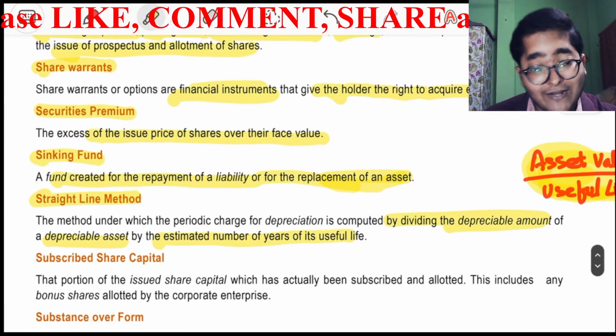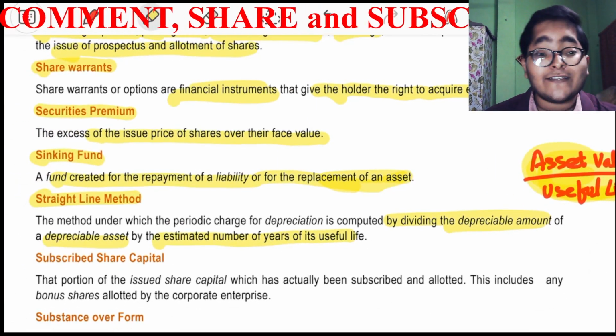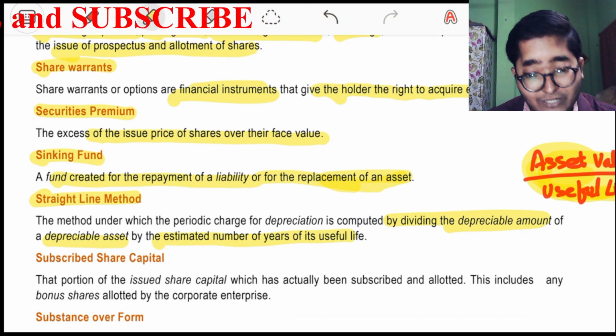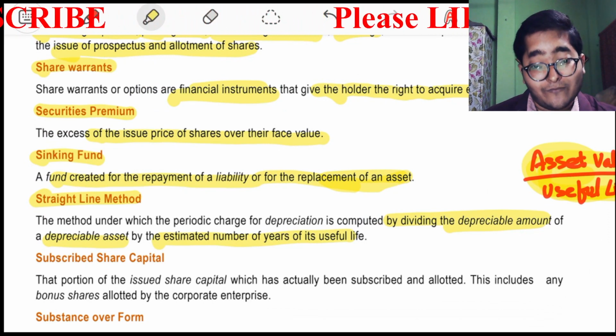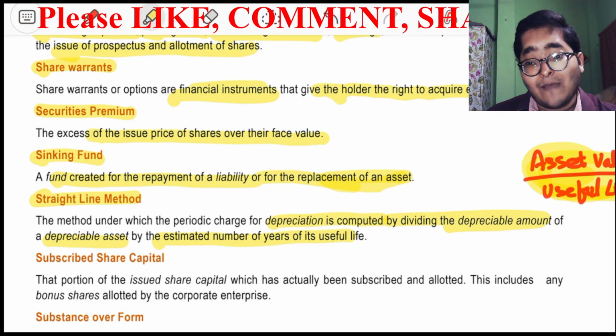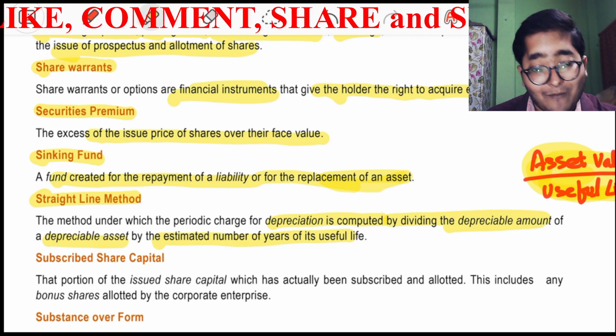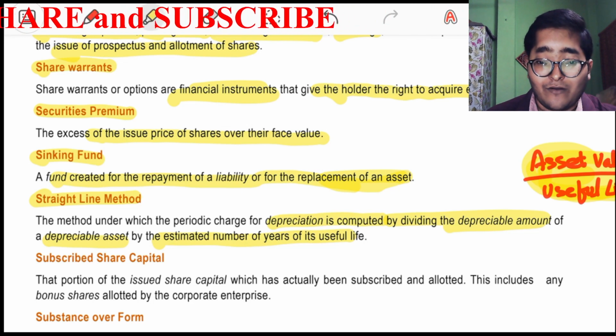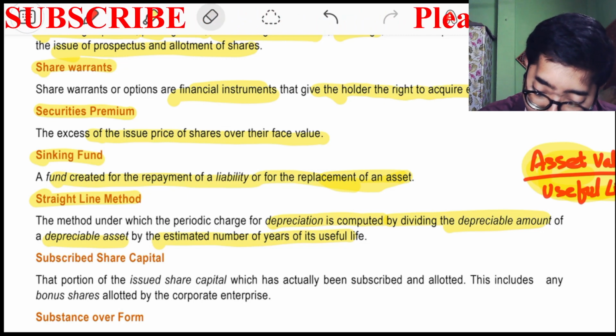So what is straight line method? Straight line method is a depreciation method or method of calculation of depreciation under which the depreciation is computed by dividing the depreciable amount of a depreciable asset by estimated number of years of useful life.